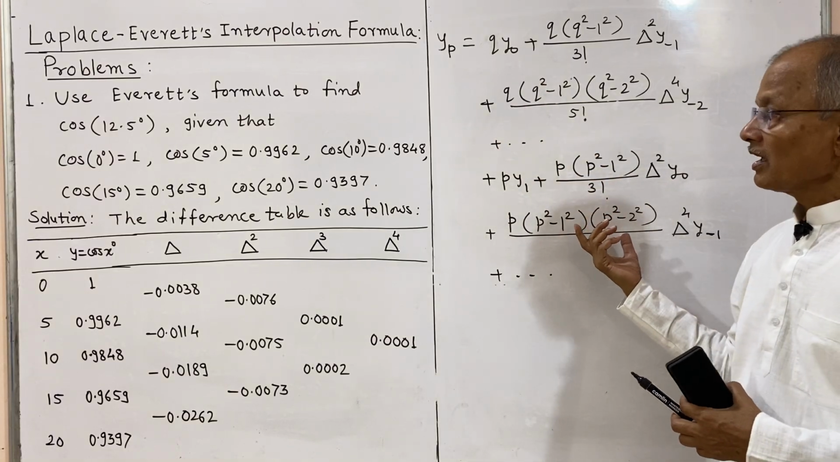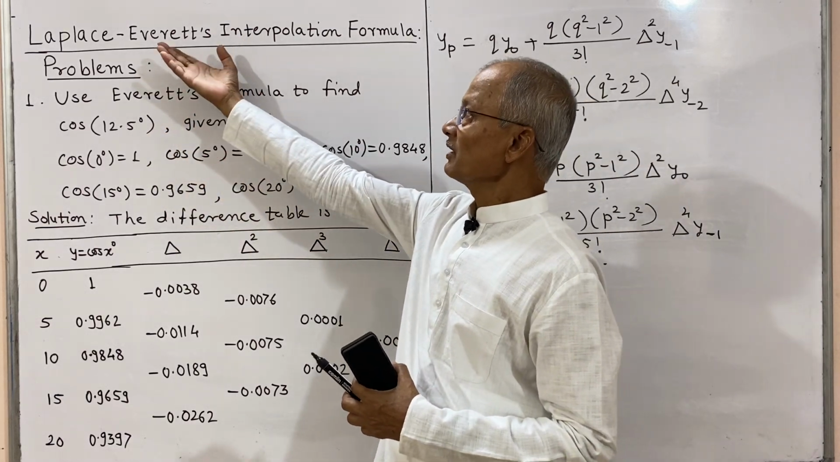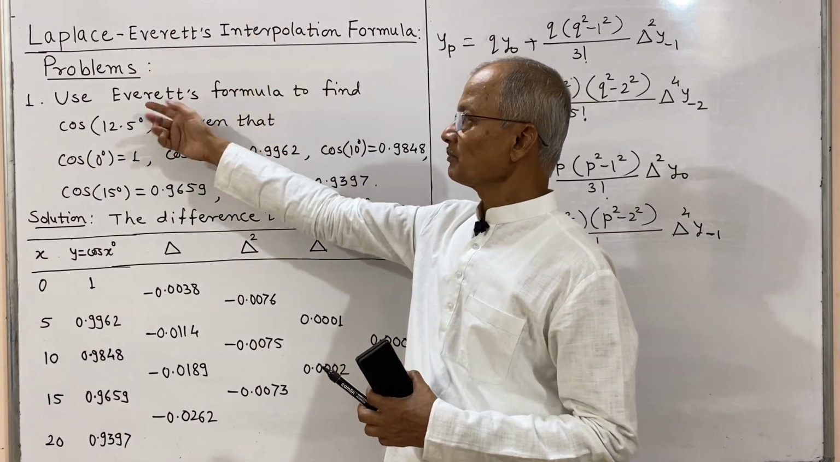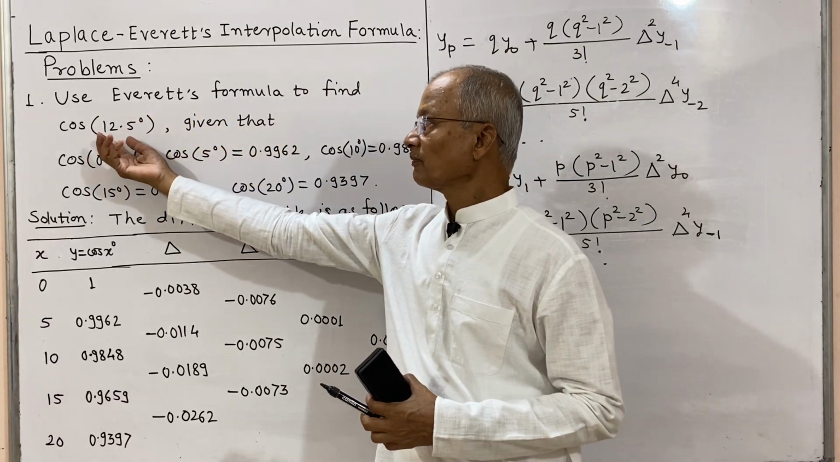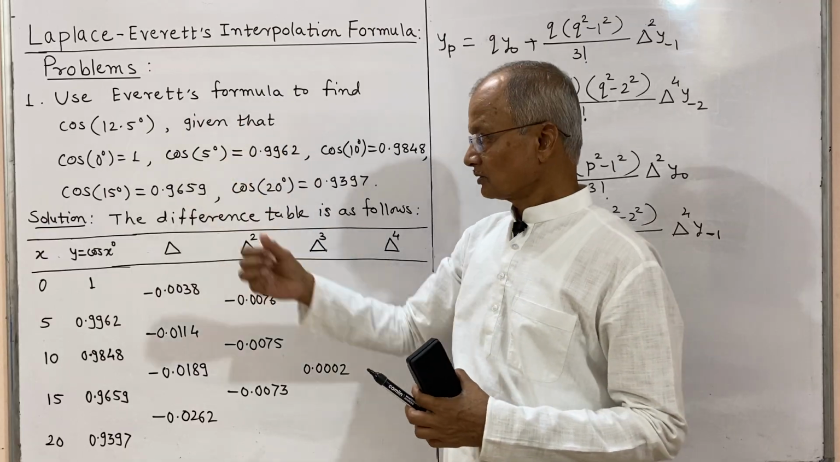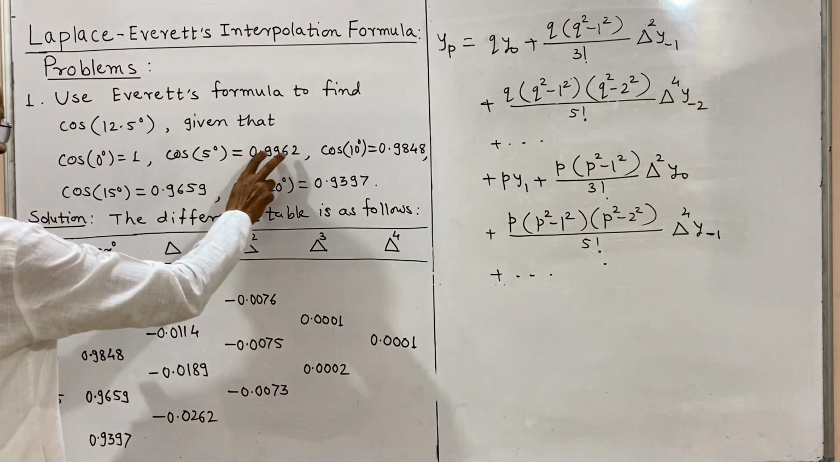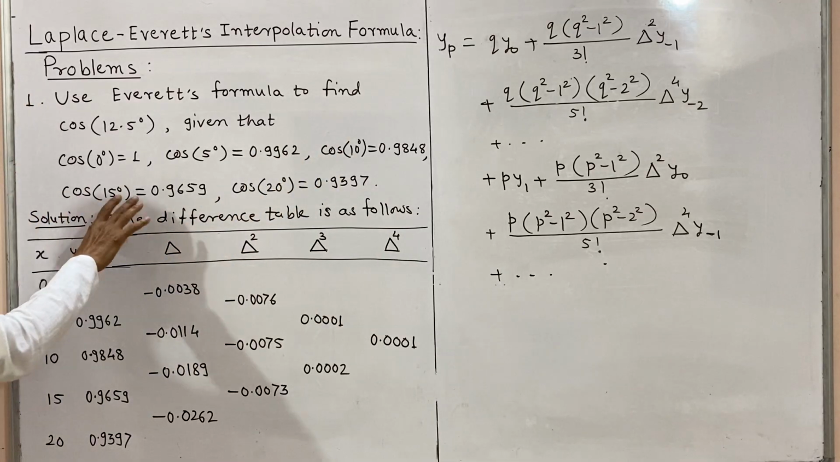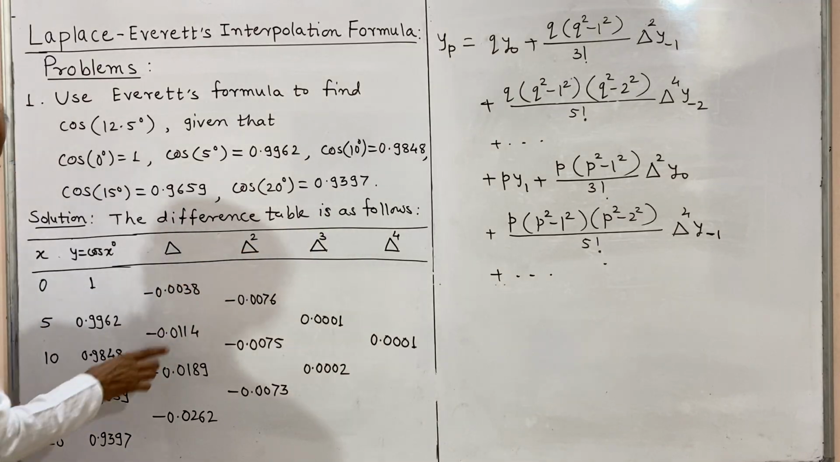The problem is: use Everett's, this Laplace-Everett interpolation formula, sometimes called Everett's formula, to find cos of 12.5 degree given this data. Cos 0 degree is 1, cos 5 degree is 0.9962, etc. And we have constructed the difference table as follows.